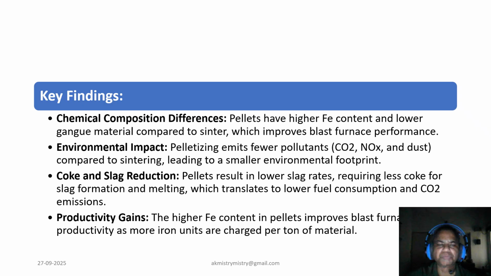And now our key findings are like these. In summary, the choice between sinter and pellet as the main component of the blast furnace burden has a wide ranging impact. It affects not only the productivity and environmental performance, but also critical metrics like coke and slag rate, and ultimately the entire steel plant.